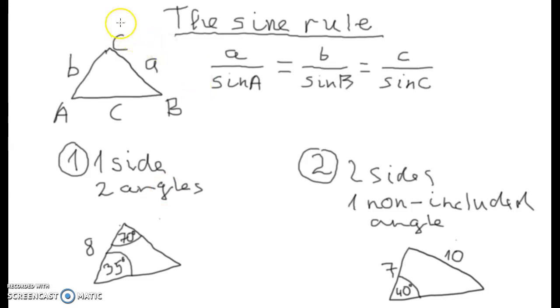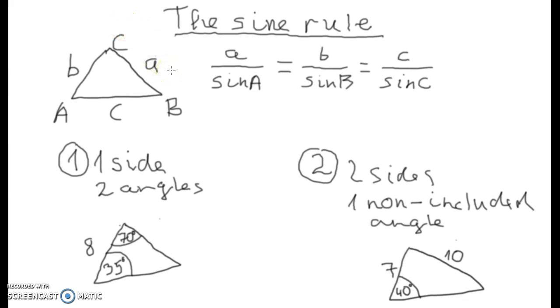The sine rule helps you find missing angles and missing sides in any triangle. So what the sine rule says, as you can see here in the formula, which is in your formula booklet, is that a side divided by the sine of the opposite angle is equal to another side divided by the sine of the opposite angle to that side, which in turn is also equal to the third side divided by the sine of the opposite angle to that side.